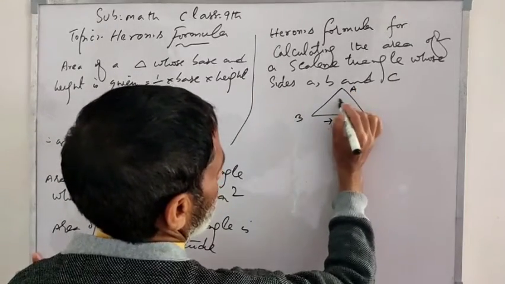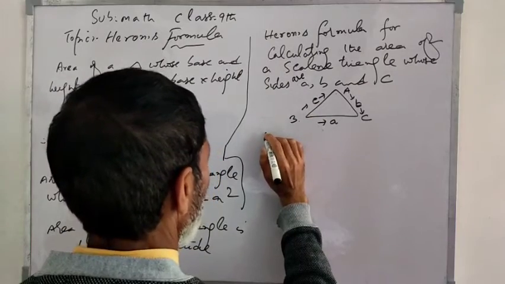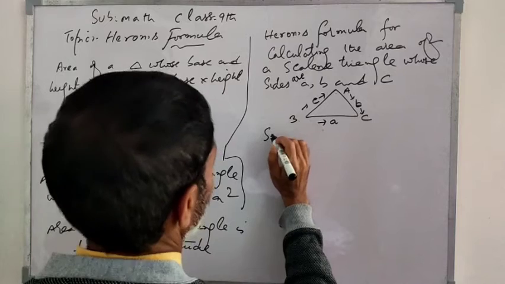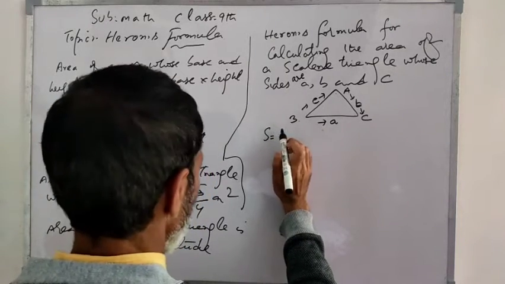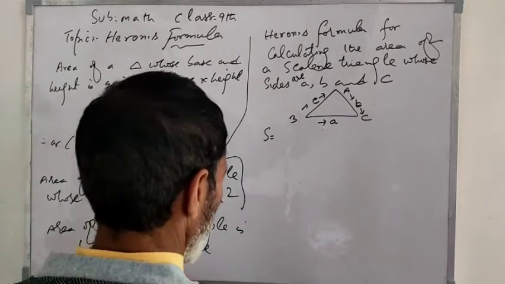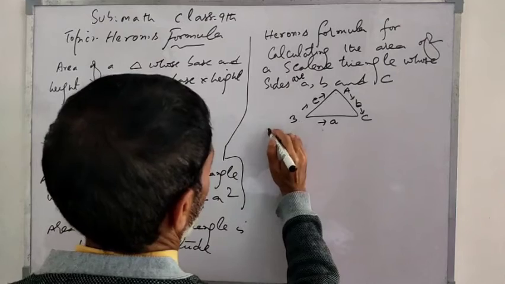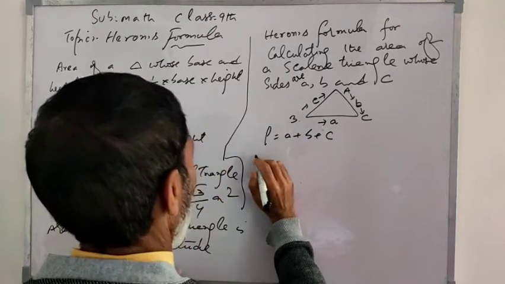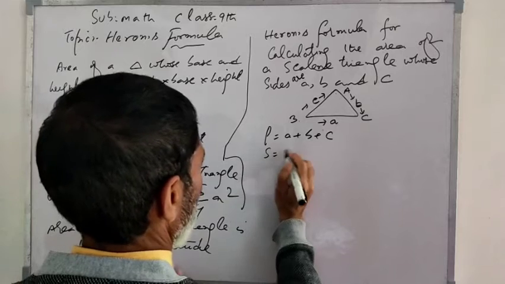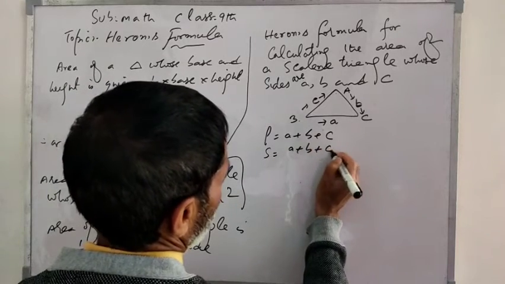This is A, AB is represented by C. First of all, the perimeter of this triangle is represented by P. The perimeter of this triangle will be P equals A plus B plus C. After this, we will calculate the semi-perimeter S, which will be equal to A plus B plus C divided by 2.